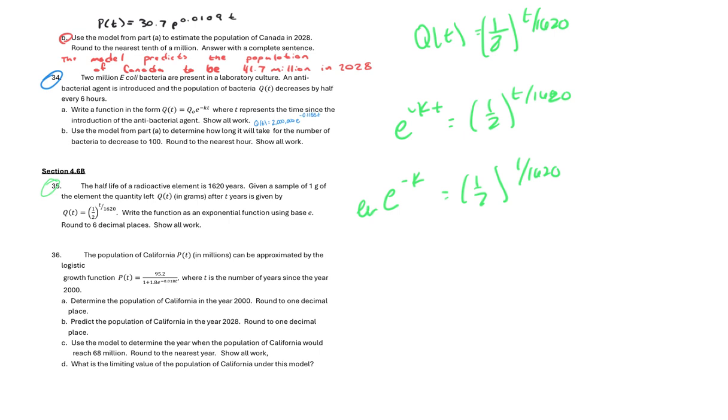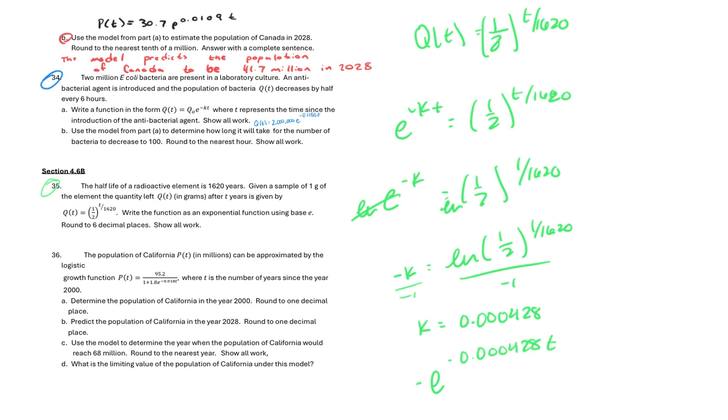So we're going to take the natural log of both sides. That's going to cancel. Great. And then we're going to just divide by negative 1. Putting that into our calculator, we get k is equal to 0.000428. And if we plug that into our equation, we get e to the negative 0.000428 times t, and that will be our new q of t.